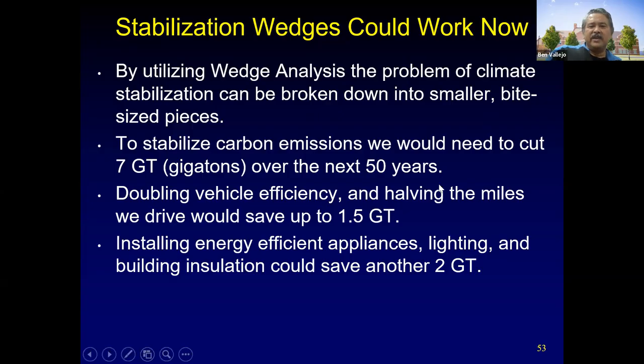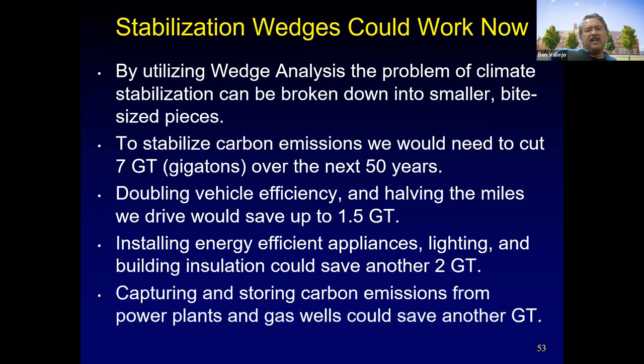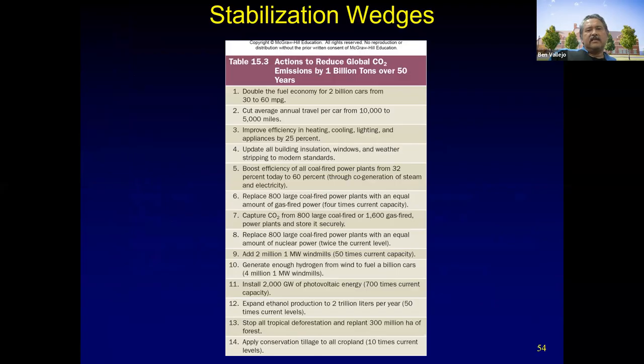Well, you could save 2 gigatons of it. We all do it. Take 340 million people in the United States and we're all doing it. Yeah, we could save a lot. Capturing and storing carbon emissions from power plants and gas wells could save another gigaton. So if you look at just these 3 suggestions, that's 2, 3.5, 4.5. You're almost at 7. Here's some other ideas right there. We take a look at those and see if you can do anything about that. Depends on where you live.